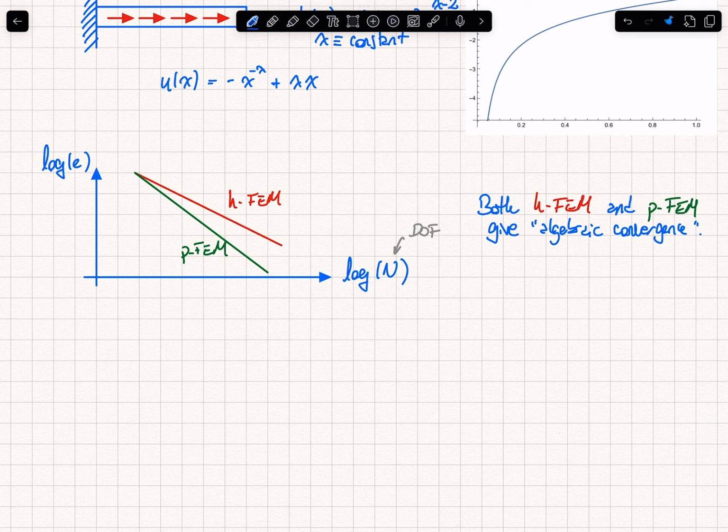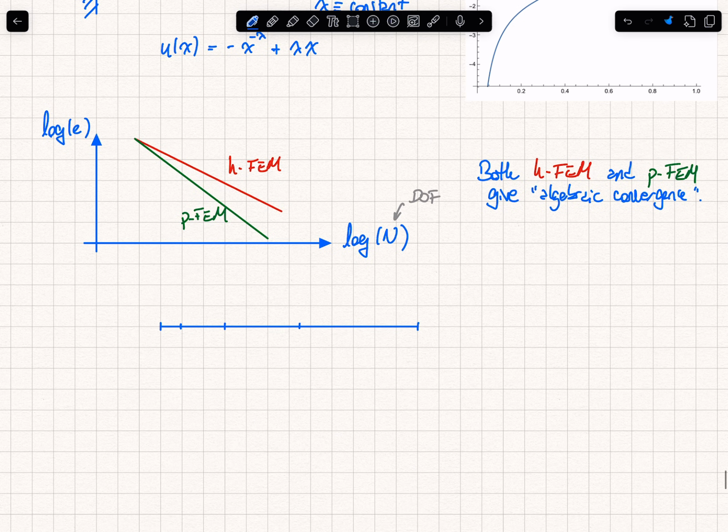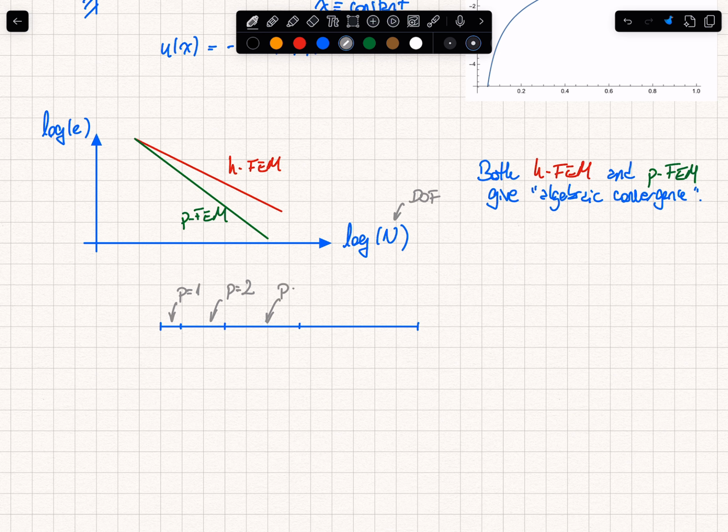We could potentially devise a mesh like this. This is the first element, where I want these elements to be p equals 1. Here I'm going to use p equals 2. And then this is going to be p equals 3. And here p equals 4.